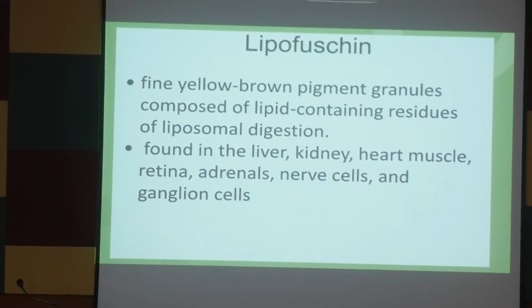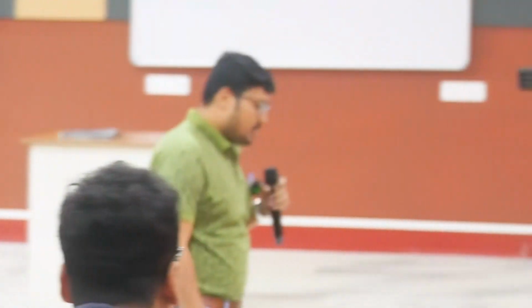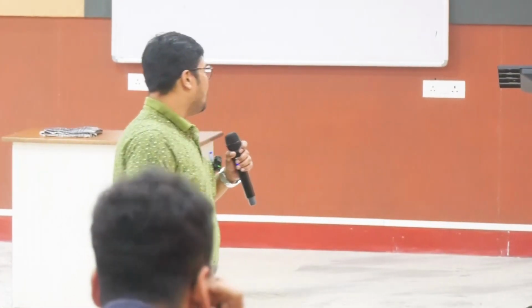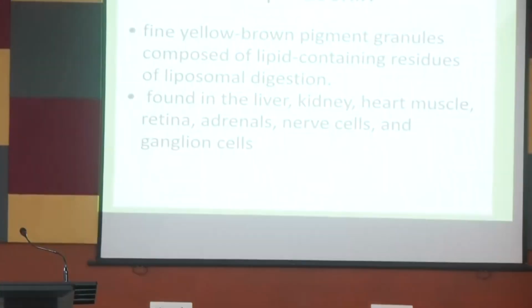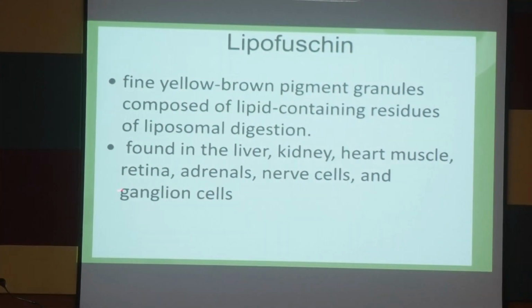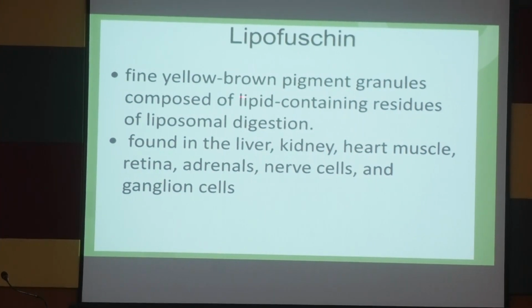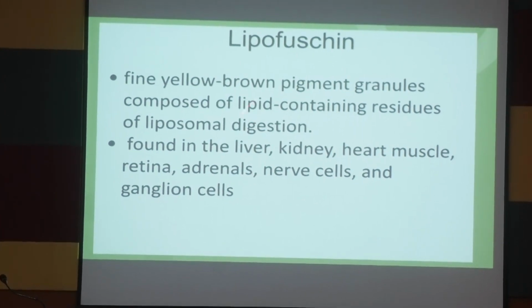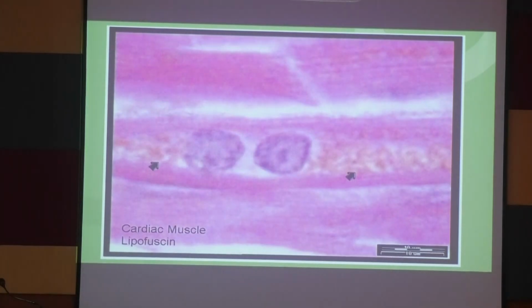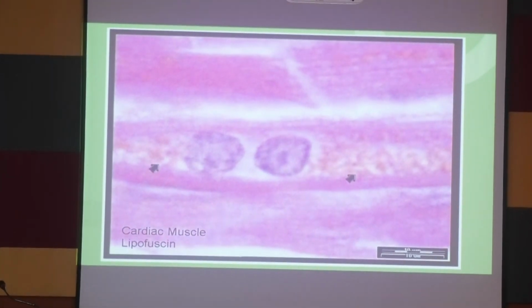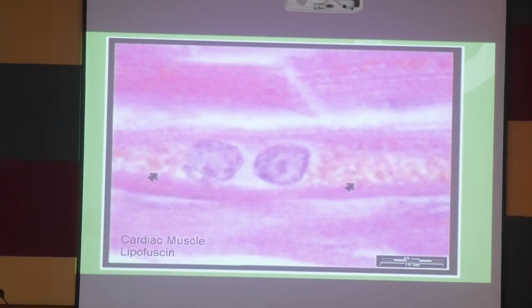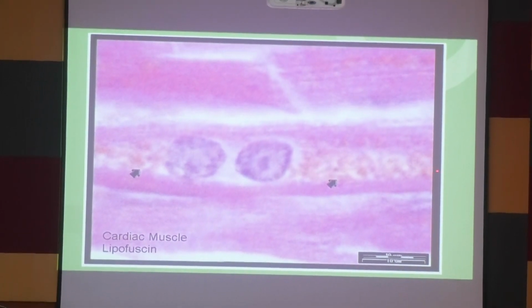Use of lysosomal digestion. So this is wear and tear pigment. Okay, lipofuscin comes from abnormal lipid metabolism. Okay, lysosomal digestion, found in liver, kidney, heart muscle, retina, adrenals, nerve cell and ganglion cell. But the most common deposition site of lipofuscin is the liver. Okay, so this is the cardiac muscle lipofuscin. This pigment, golden yellow pigment, abnormal lysosomal digestion.